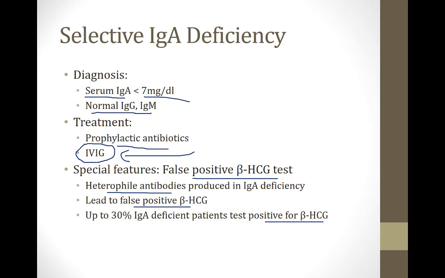And in the literature, you can unfortunately find case reports of women who had exploratory laparotomies looking for an ectopic pregnancy because of a positive pregnancy test when in fact they were IgA deficient.